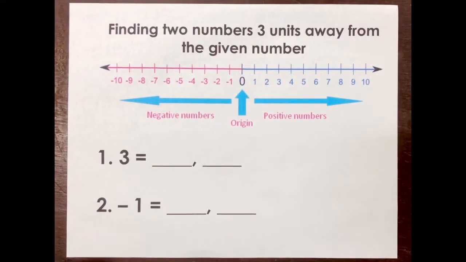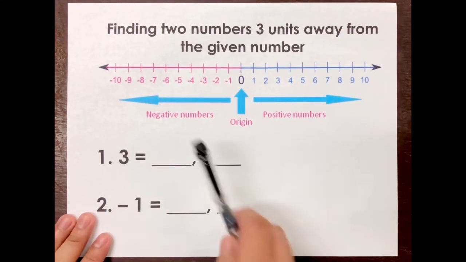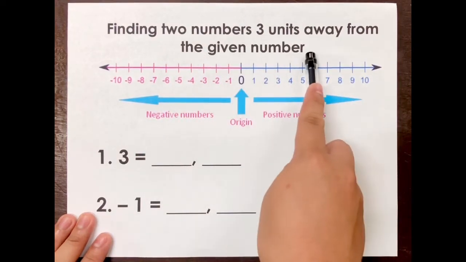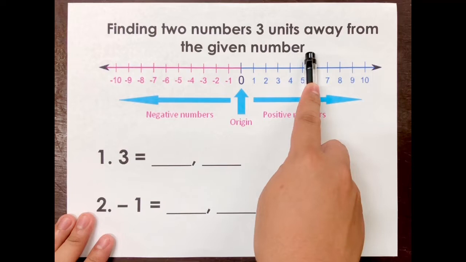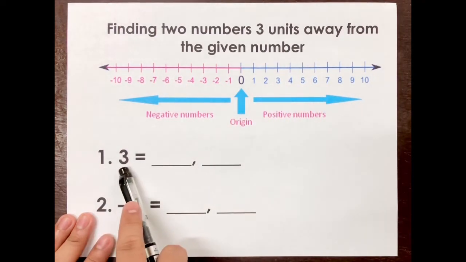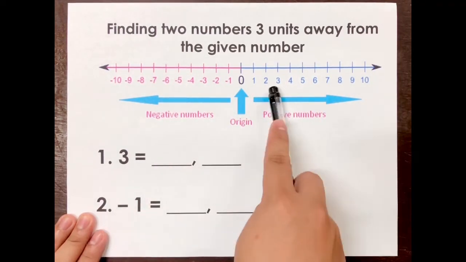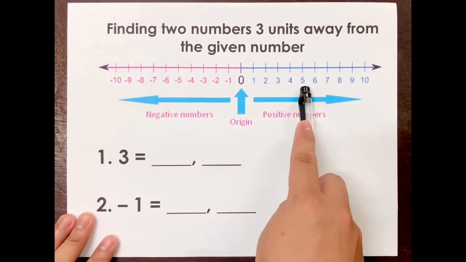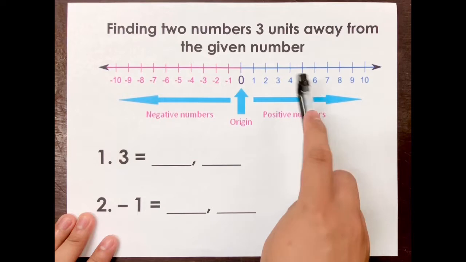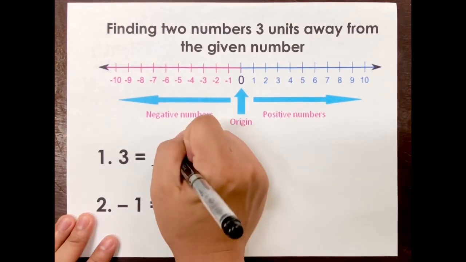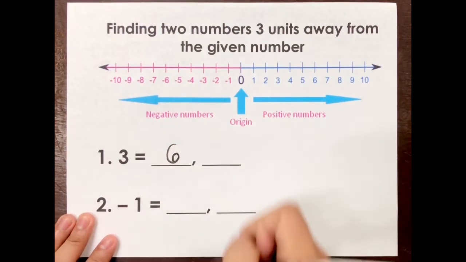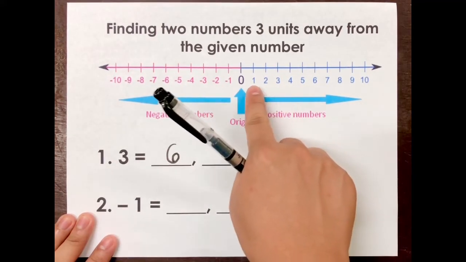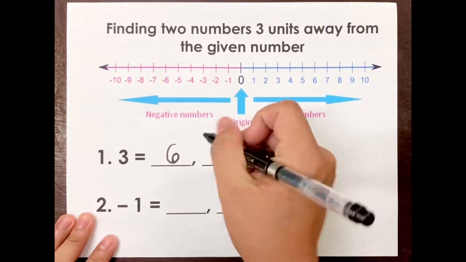Let us apply the concept of absolute value in finding two numbers 3 units away from the given number. Let's have number 1, which is 3. Positive 3 is here, so we're going to count 3 units to the right of positive 3. So we'll get 6. And of course, 3 units to the left of 3. 1, 2, 3. So we have 0.